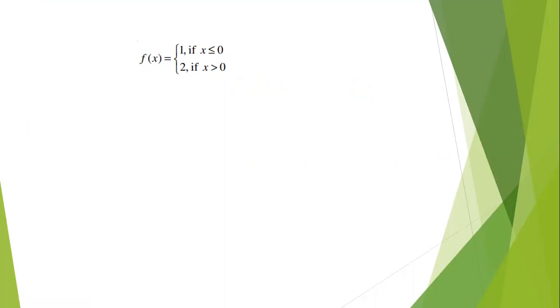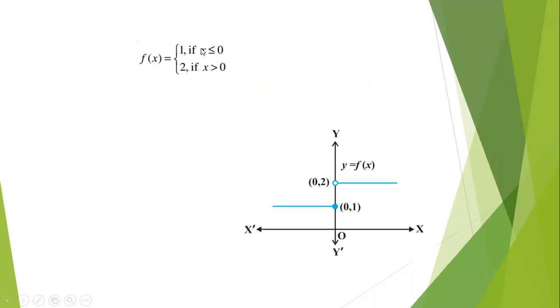So if I have a function here, my function is f of x is equal to 1 if x is less than or equal to 0, and 2 if x is greater than 0. So here 1 if x is less than or equal to 0 and 2 if x is greater than 0. If I plot it in the graph, then what I get?